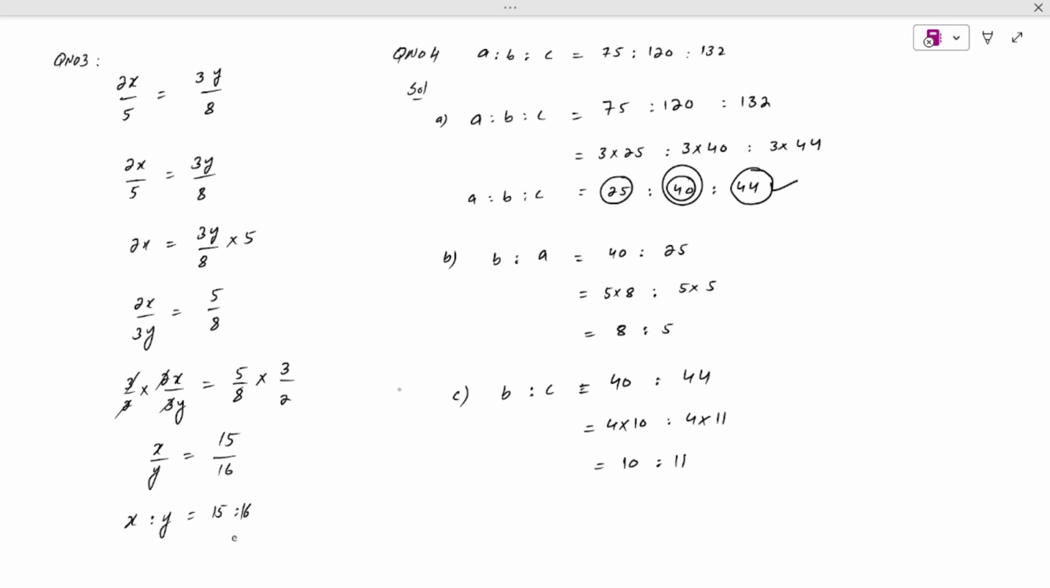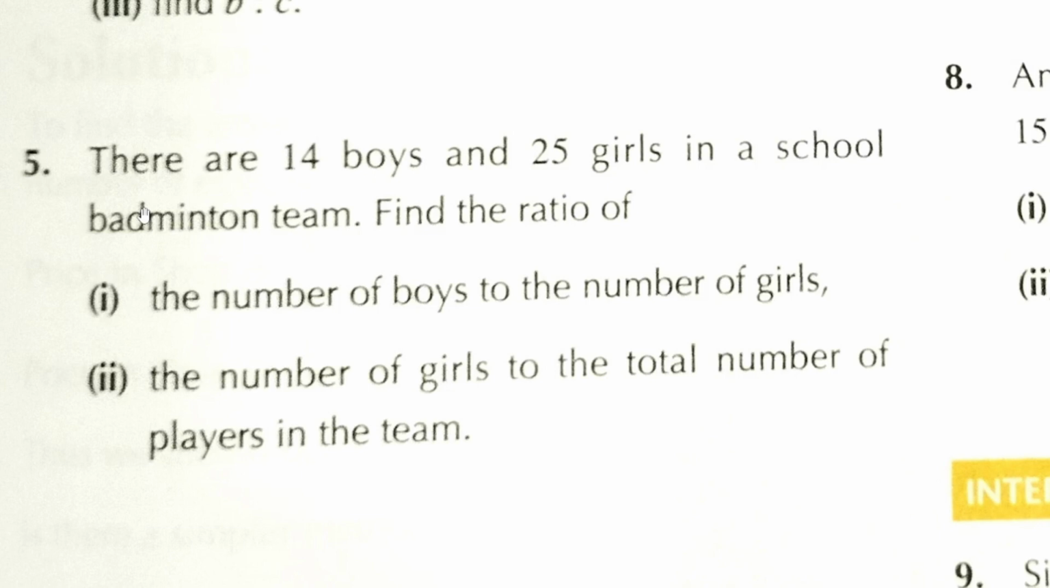Now let us solve question number 5. This is question number 5. There are 14 boys and 25 girls in a school badminton team. 14 are the boys, 25 are the girls. Find the ratio of the number of boys to the number of girls. So let us solve this part.